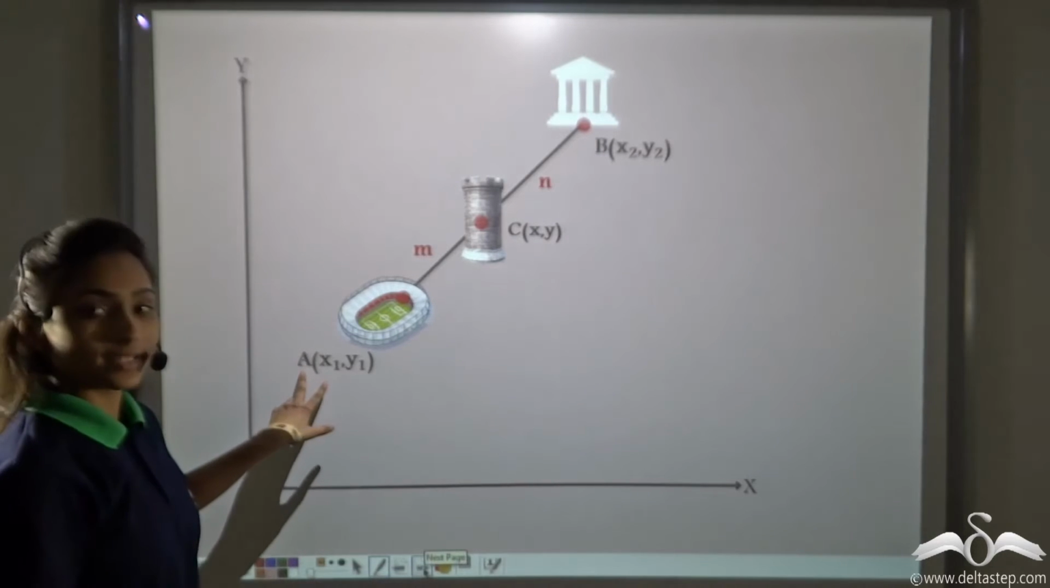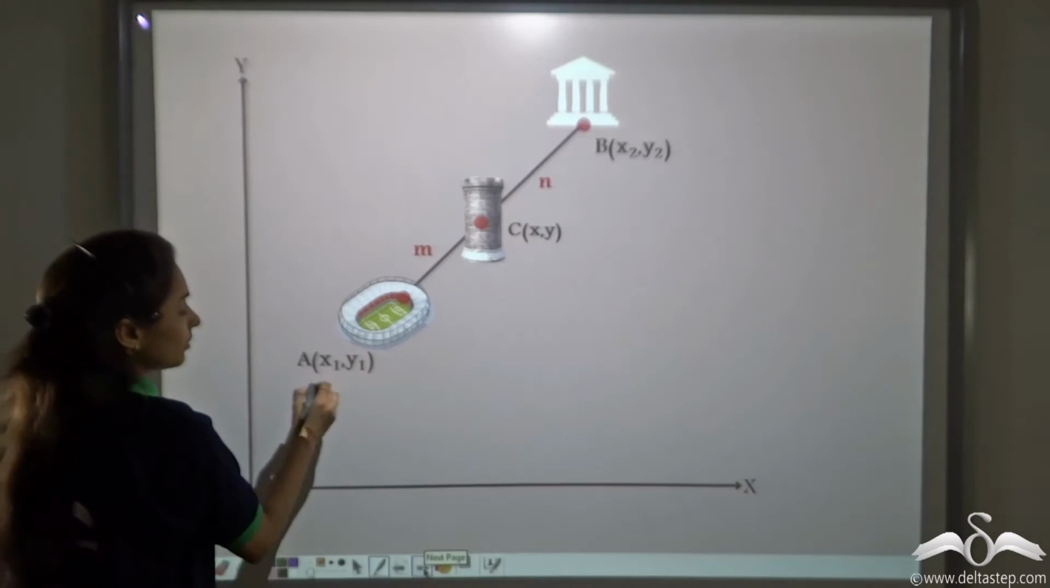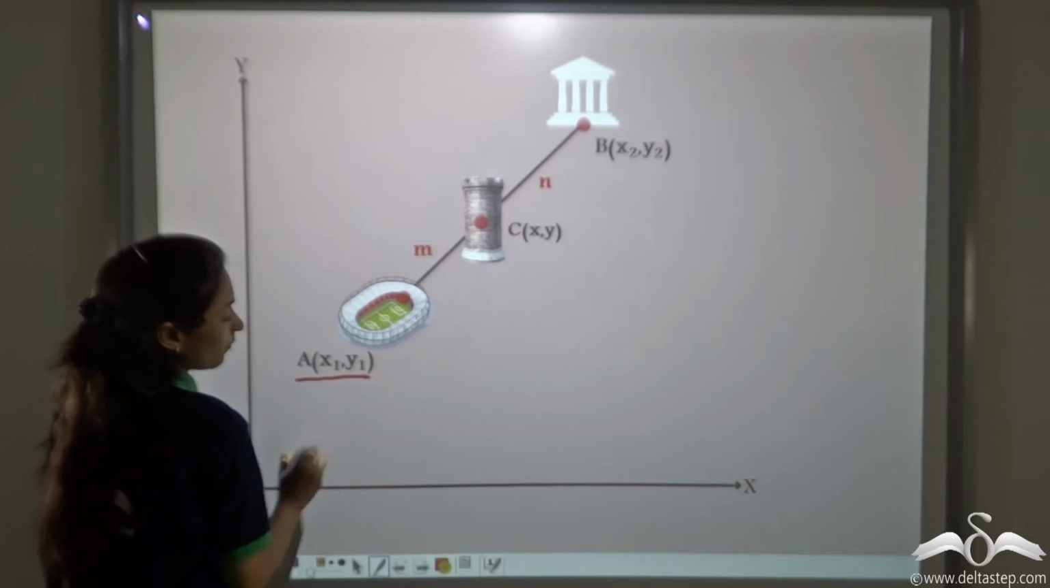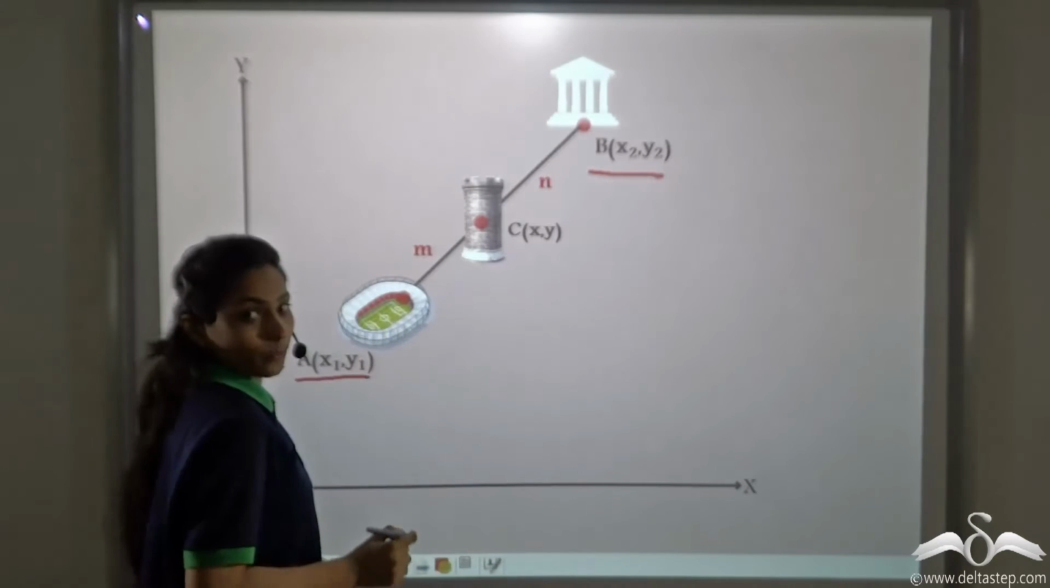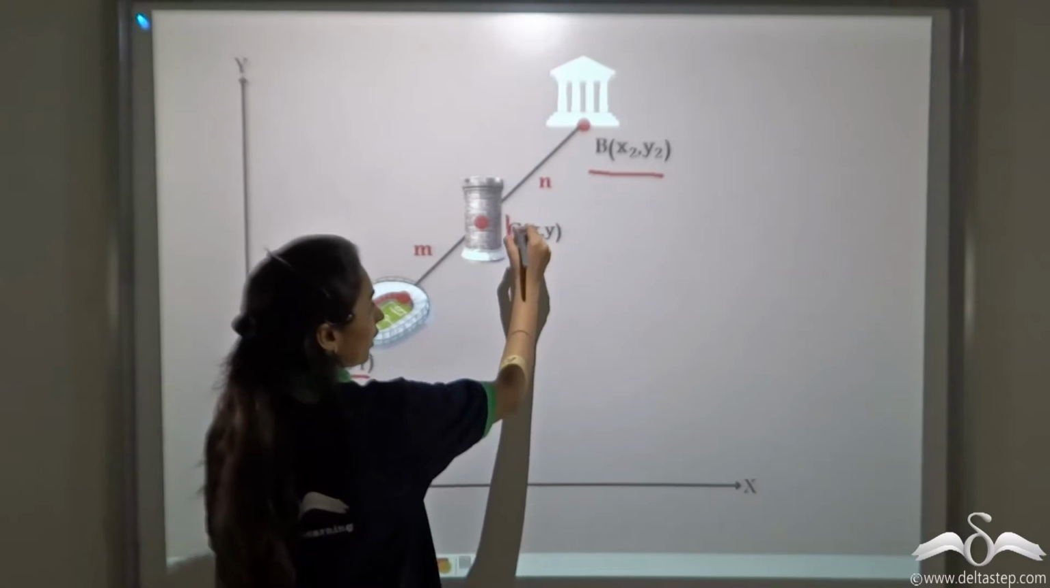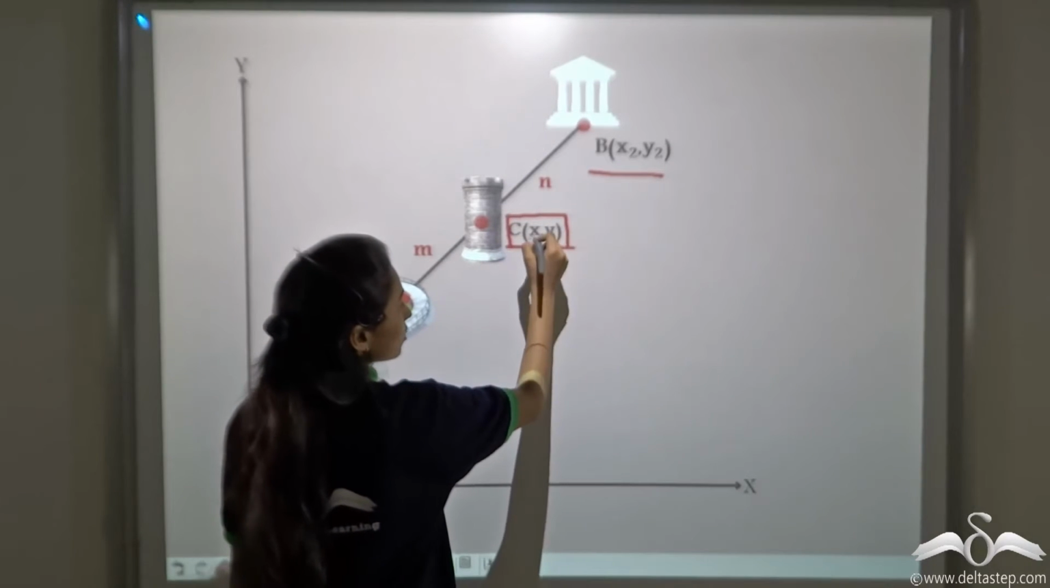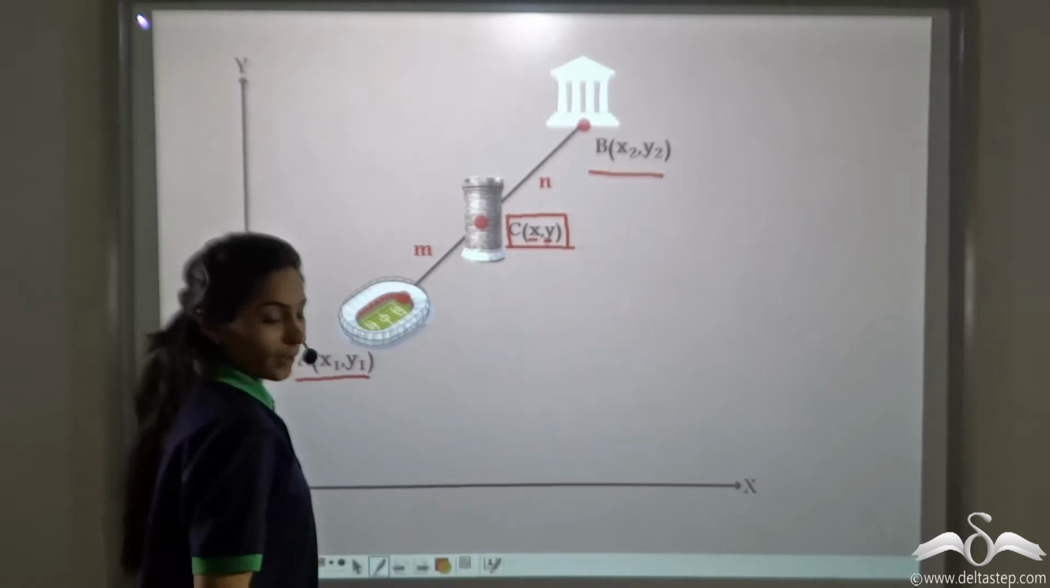So the satellites have given us the information that the stadium has the coordinates x1, y1 and the white buildings have the coordinates x2 and y2. Now what do we have to find out? We have to find out the coordinates of the tower. So we take it as x and y.